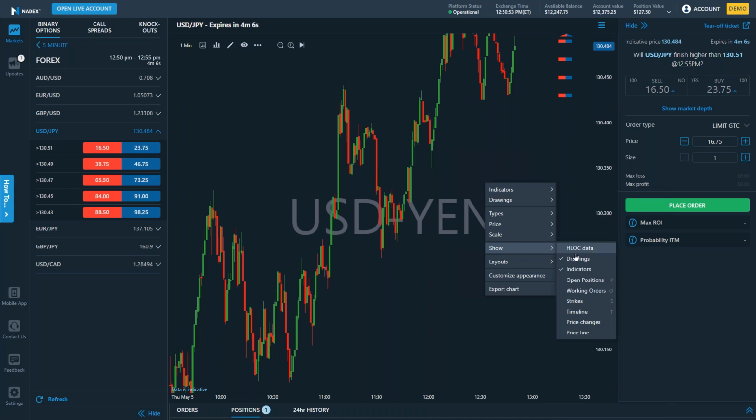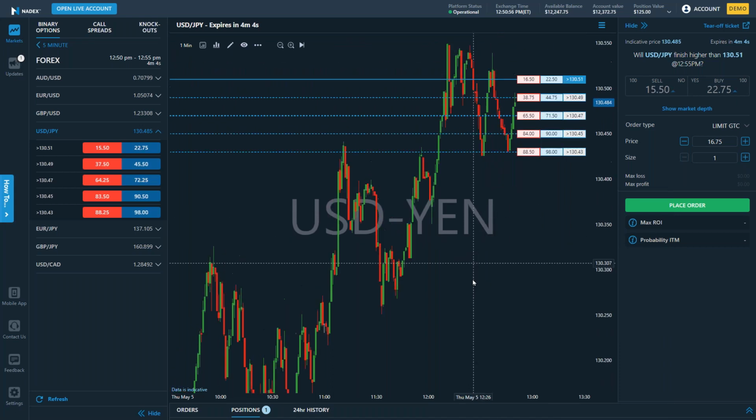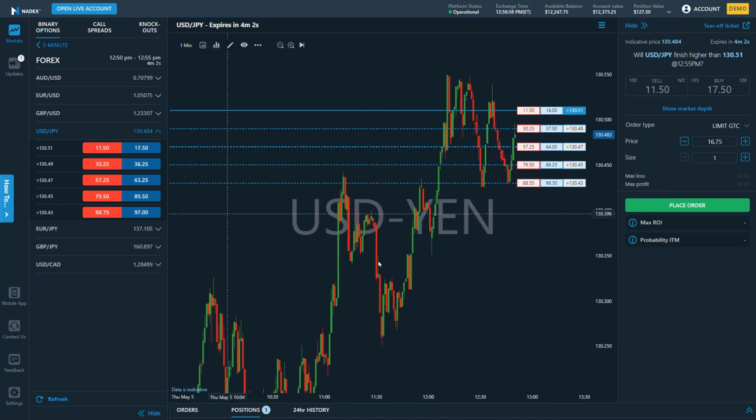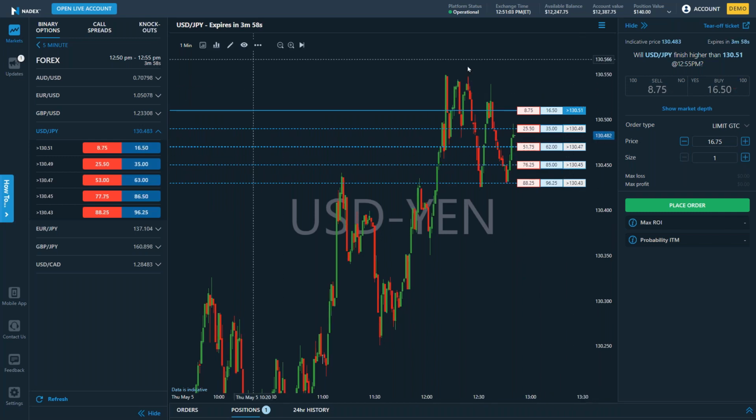Let's look at all of these strikes. We can see that this is the pound yen, and here are our probabilities. This has got just 4 minutes to go. This contract started a minute ago, and notice the different strikes. The probabilities on these strikes are going to change dramatically.